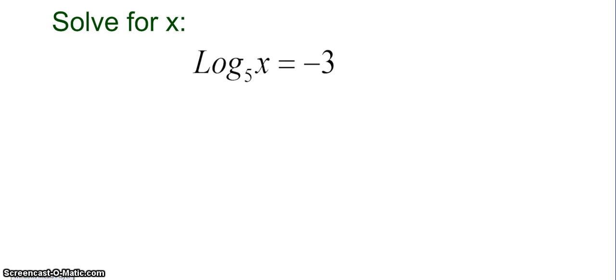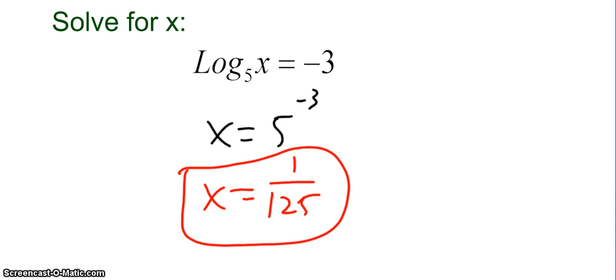Alright, next one. Solve for x. Pause the video, unpause when you're ready to check your work. Alright, so here, change it to an exponential equation to get rid of the log, so x equals 5 to the negative third, which is 1 over 125. If I plug that back in, it's going to work.